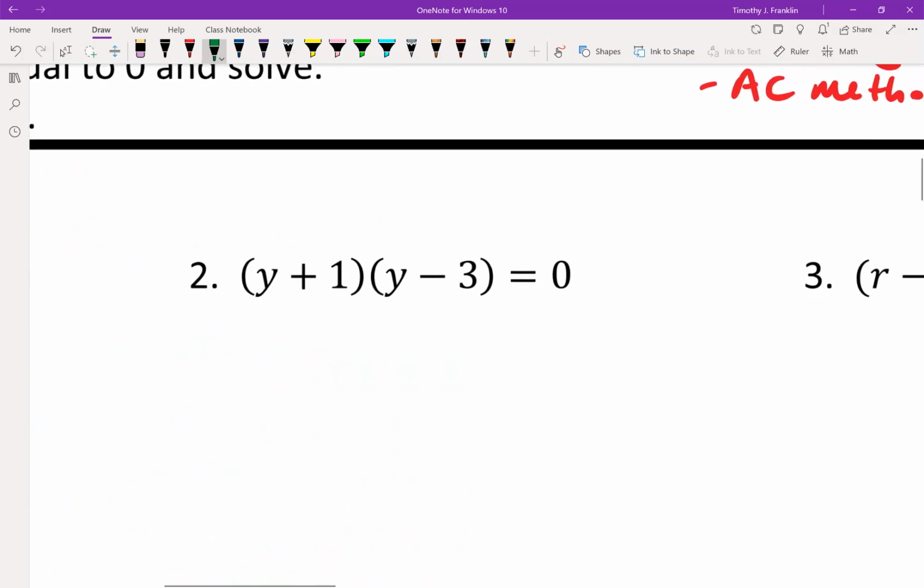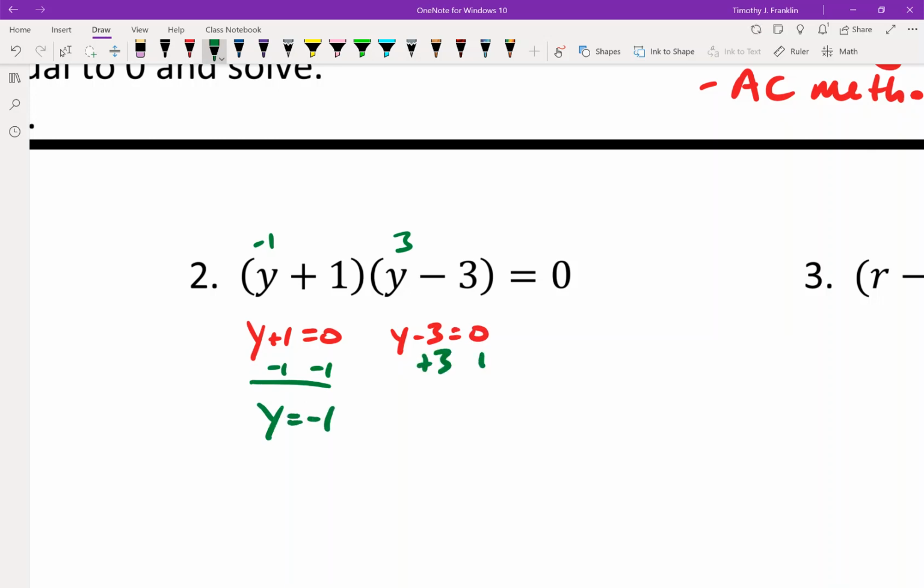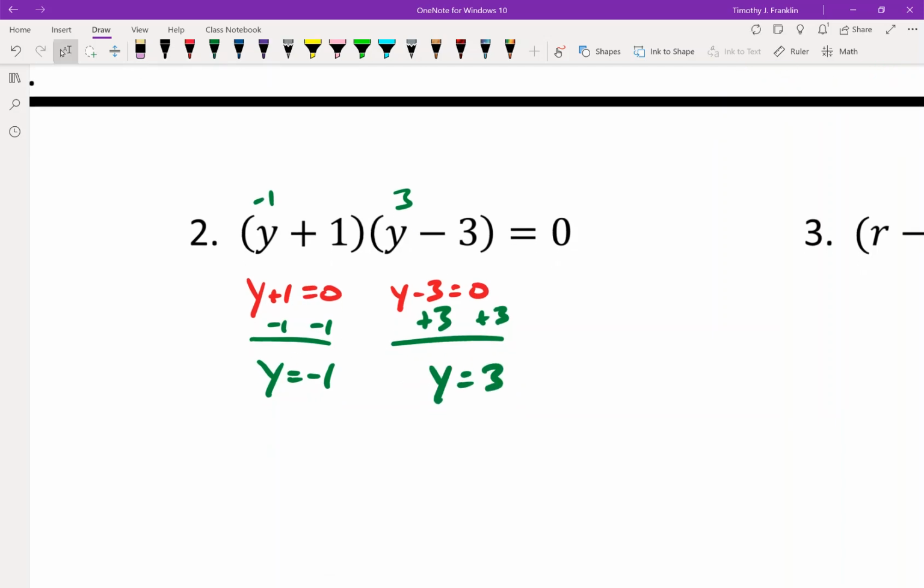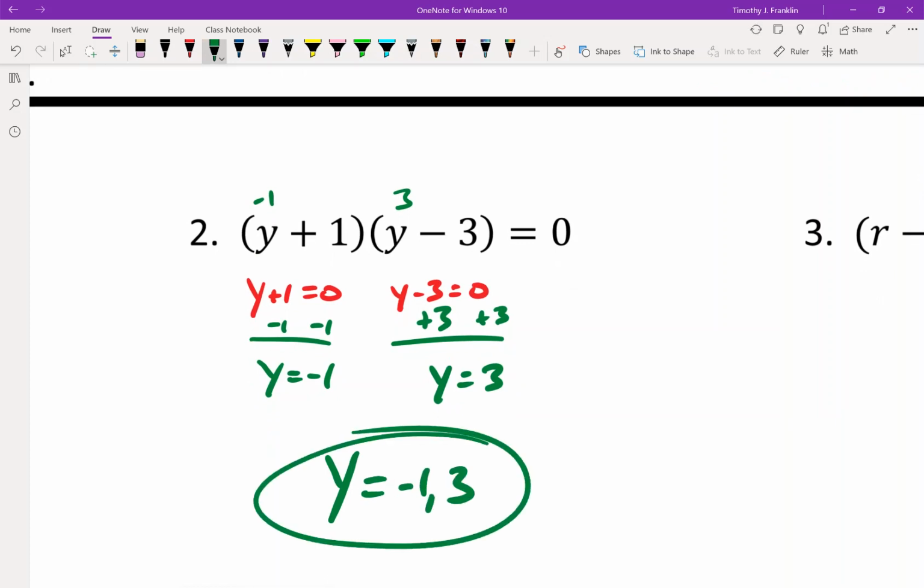So for number 2, we can look at these factors and we know that we have y plus 1, so it's going to be negative 1. And y minus 3, it's going to be 3. Because you want the numbers that make them 0. But you can always just set them equal to 0 and solve them if you're not sure, if you want to make sure. So we subtract 1 and y equals negative 1. Or we add 3 and y equals 3. So again, these are already factored for us, so we don't have to do that part yet. We're just kind of seeing at this point how the factors give us our solutions.